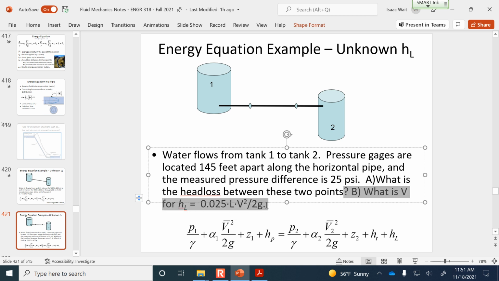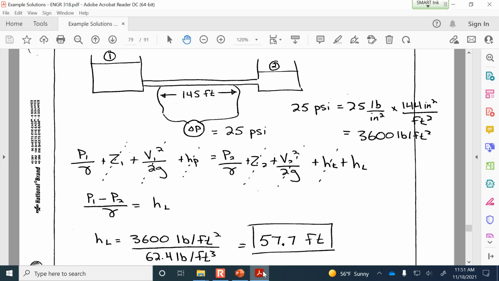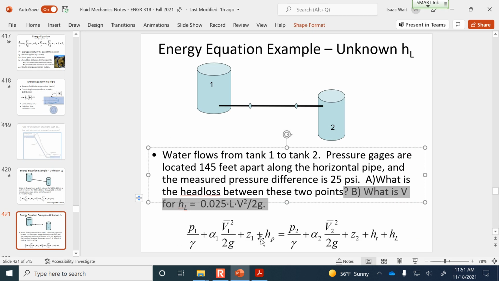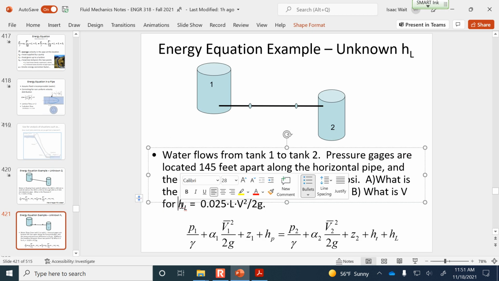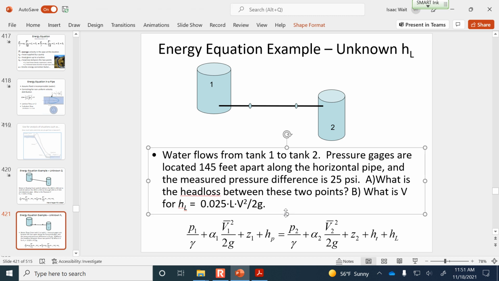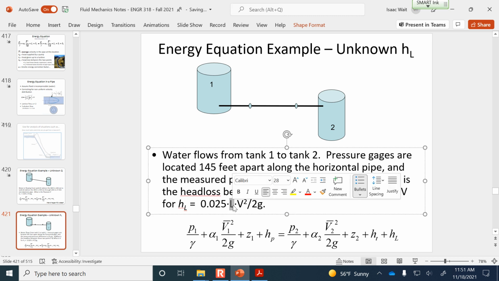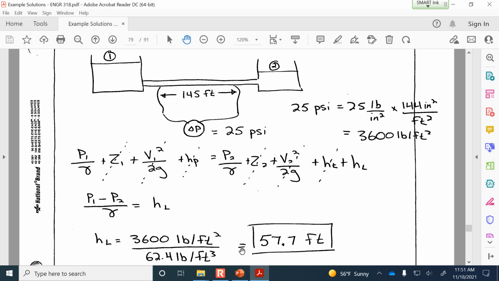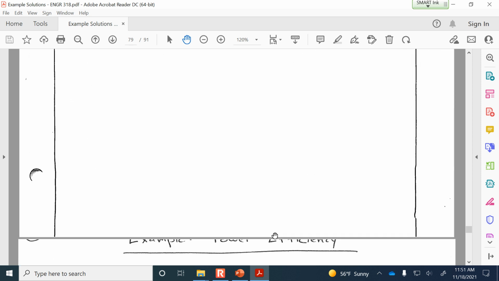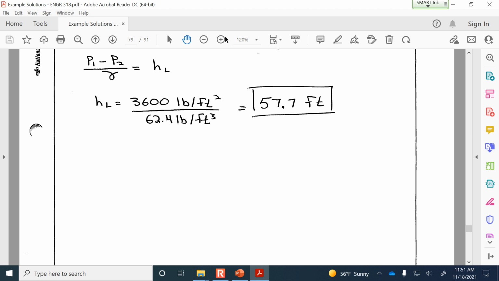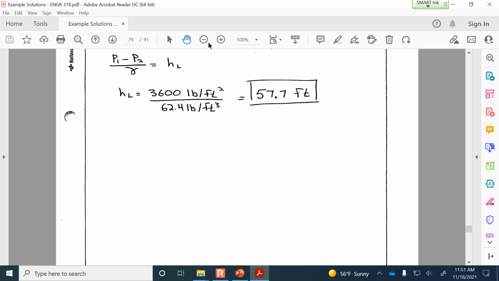what is the velocity? So we've just calculated that H sub L is 57.7, so that's this, H sub L. So we know the length is 145, we know g is 32.2 feet per second squared, and so the only unknown will be the V term. So we're setting 57.7 equal to, I may not have it on this slide. I've written it in my notes. Let me do it on the whiteboard here.